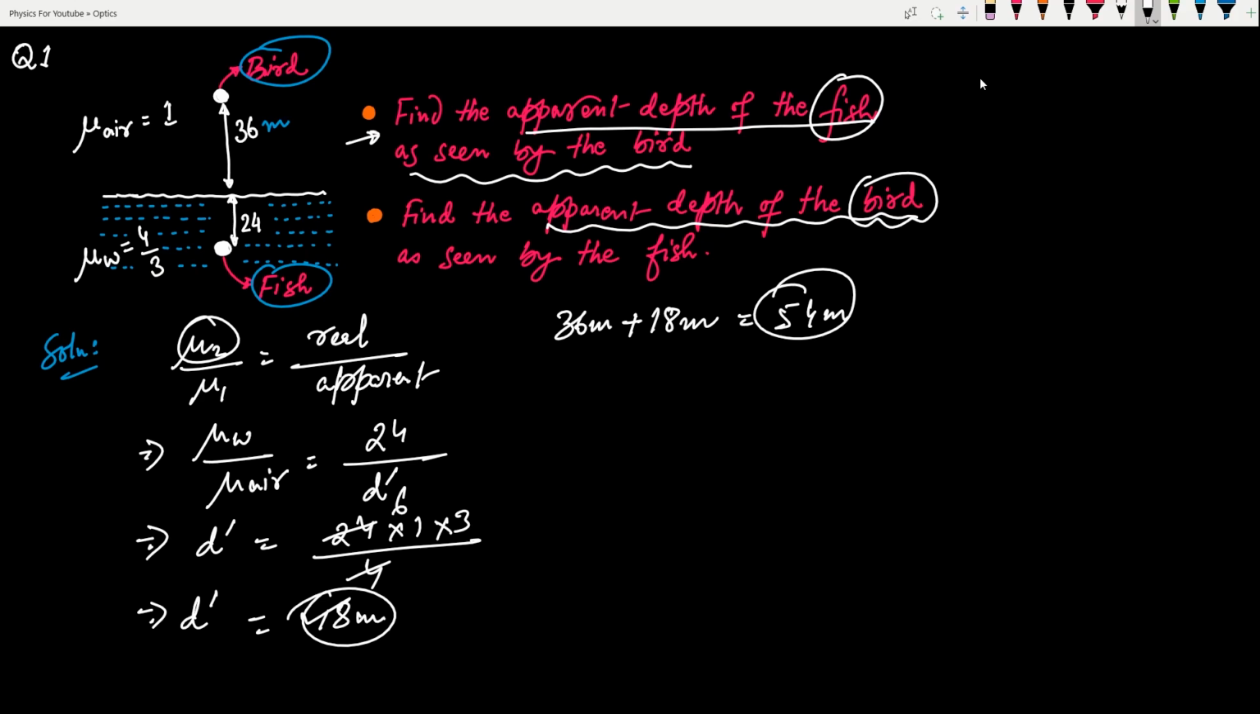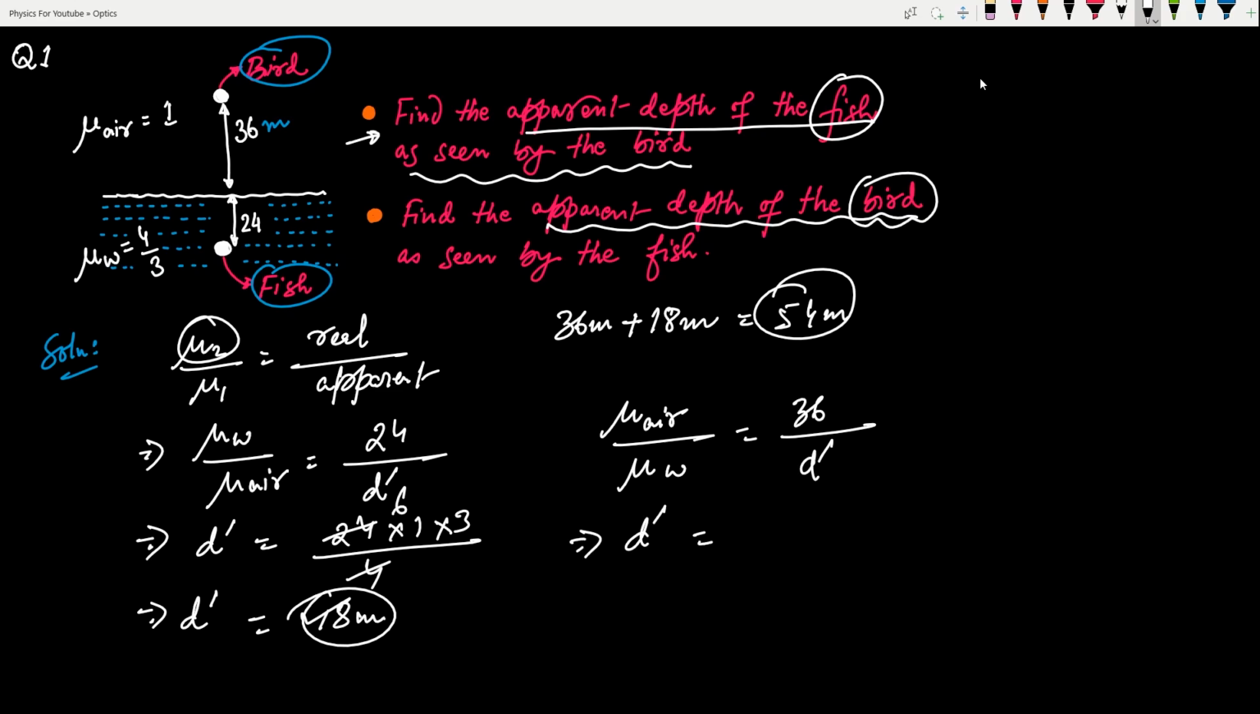So now the medium air will be taken as the second medium because the bird is in the air and we need to find its apparent depth. Simple as that. Now mu of air, the second medium, divided by mu of water, which is taken as the first medium, will be real depth. Real depth here is 36 and apparent depth we need to find out.